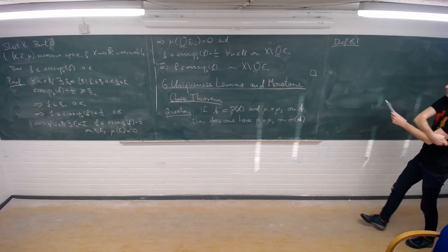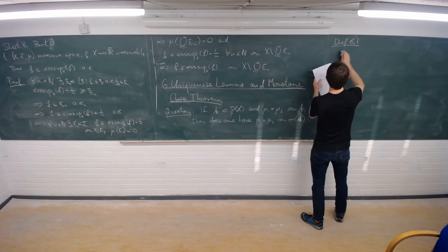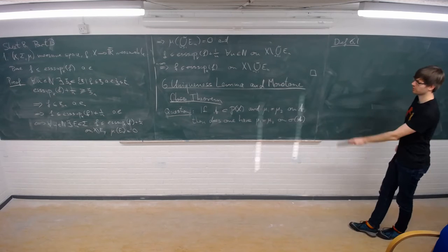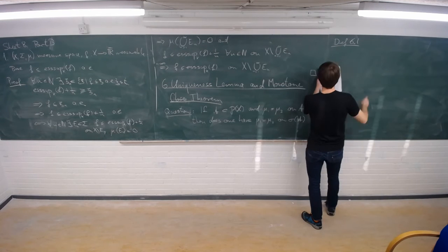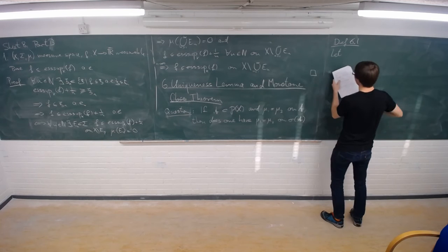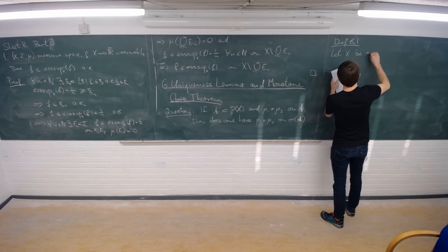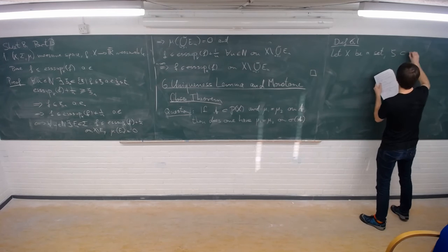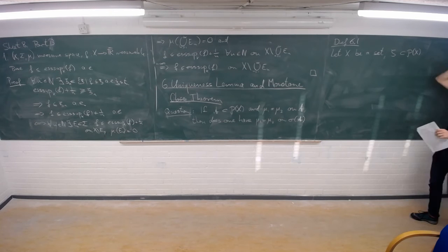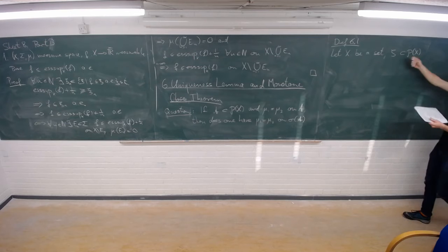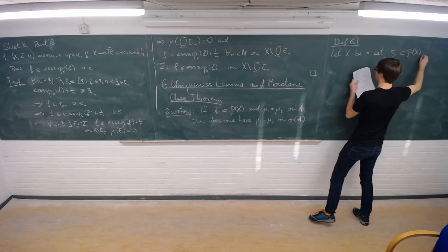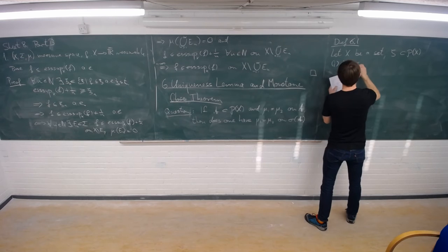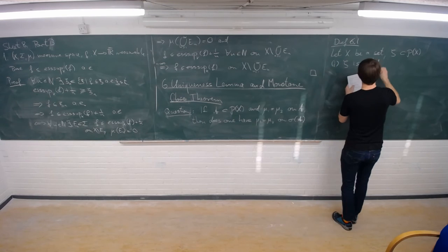So to study this, we have to go back and define certain algebraic structures which are similar to sigma algebras, but slightly simpler. So the first definition is: let X be a set, and let S be a subset of the power set of X, so a collection of subsets of X. Then first, S is called a pi system.